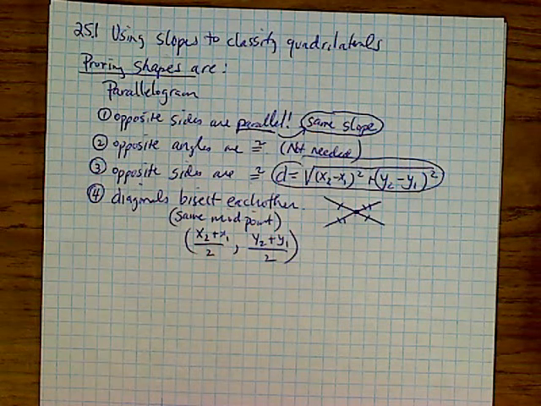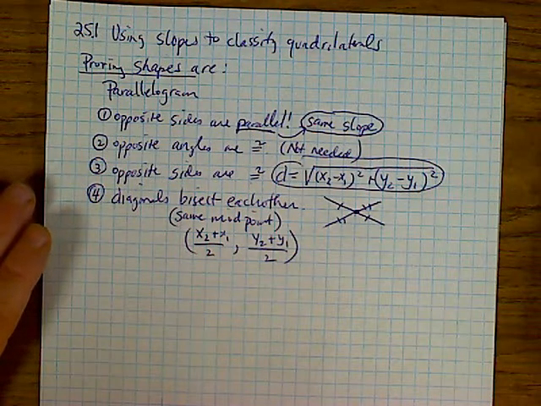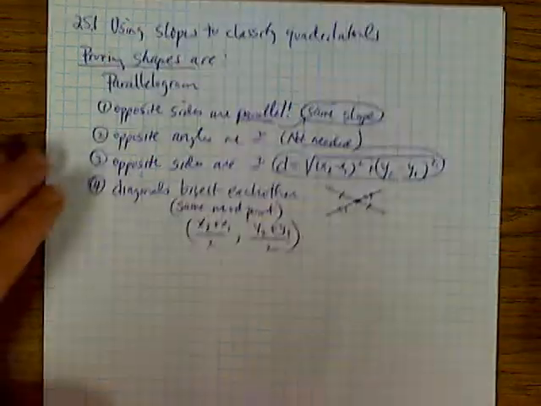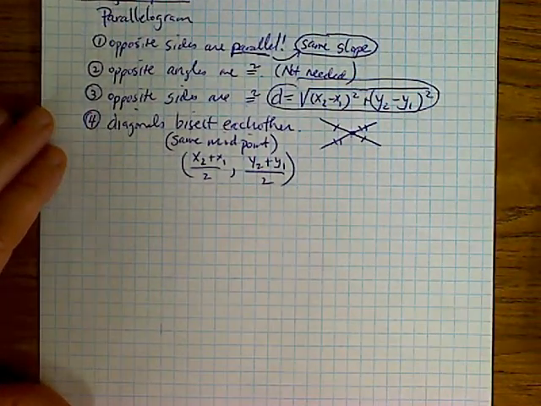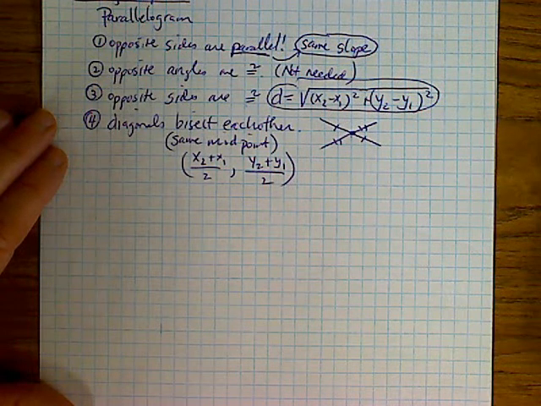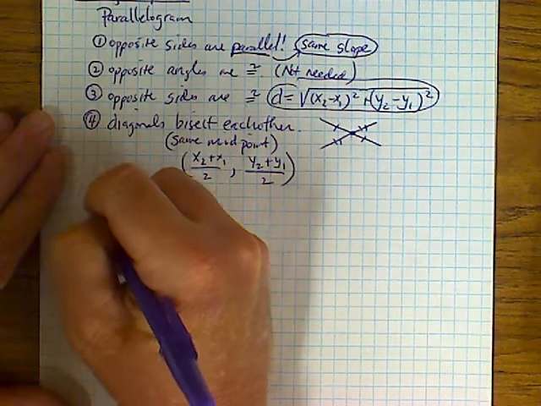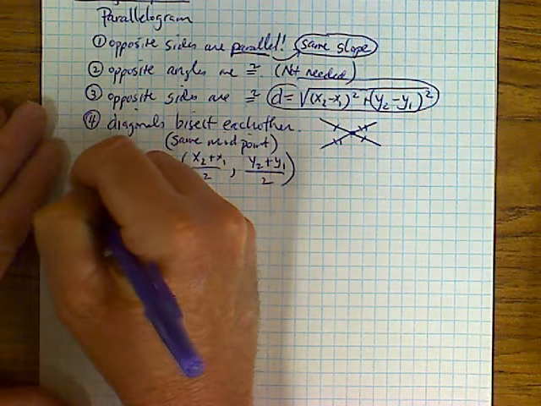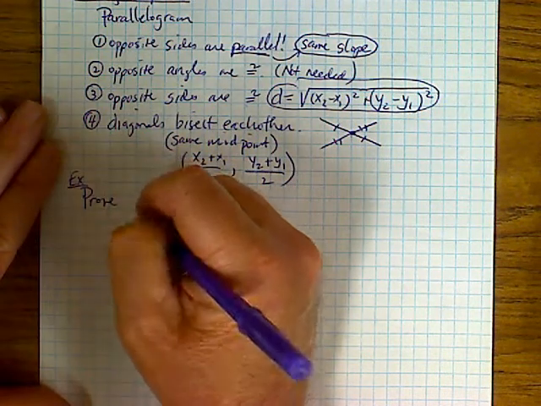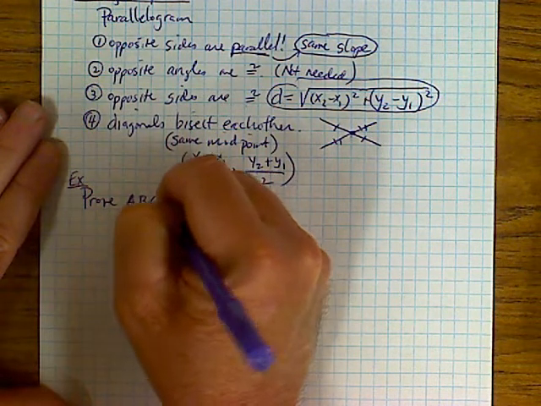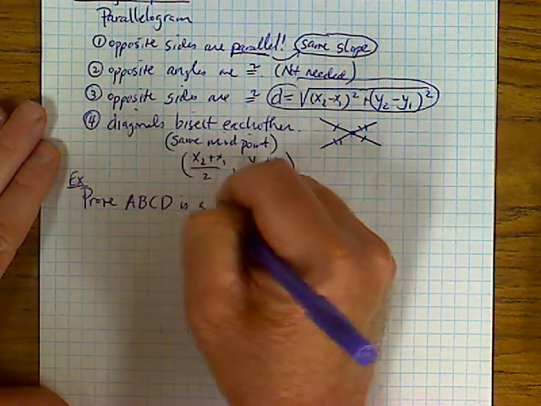All right, so here's our first example. Let's see what we can do with this. Again, this is not easy at all. So please, please, please make sure you're working and doing this in order to be successful. All right, so here's example number 1. Prove that ABCD is a parallelogram.